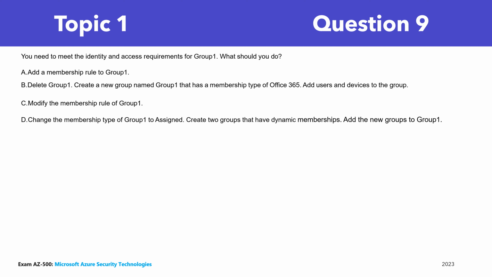You need to meet the identity and access requirements for Group 1. What should you do? A. Add a membership rule to Group 1. B. Delete Group 1. Create a new group named Group 1 that has a membership type of Office 365. Add users and devices to the group. C. Modify the membership rule of Group 1. D. Change the membership type of Group 1 to assigned.